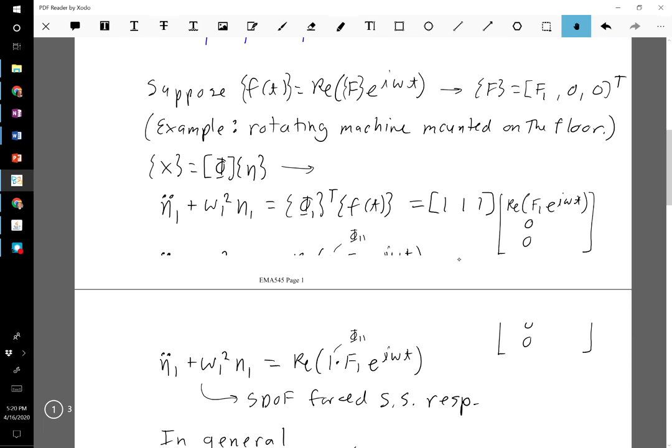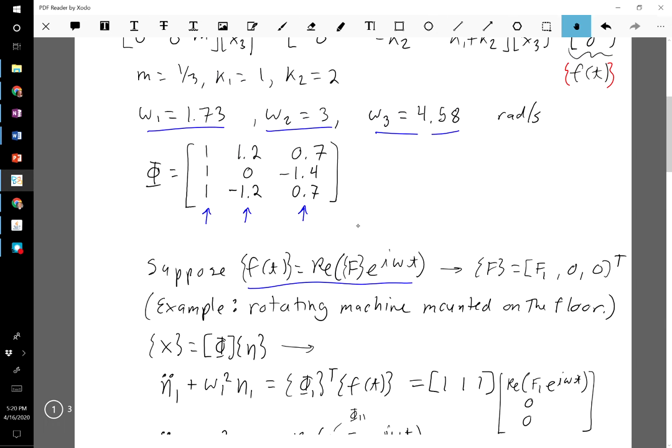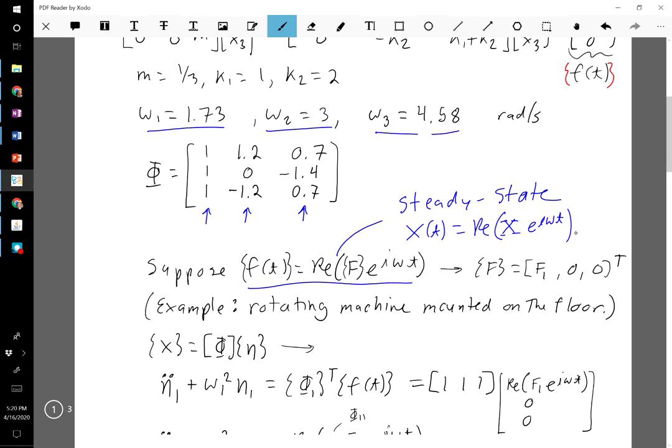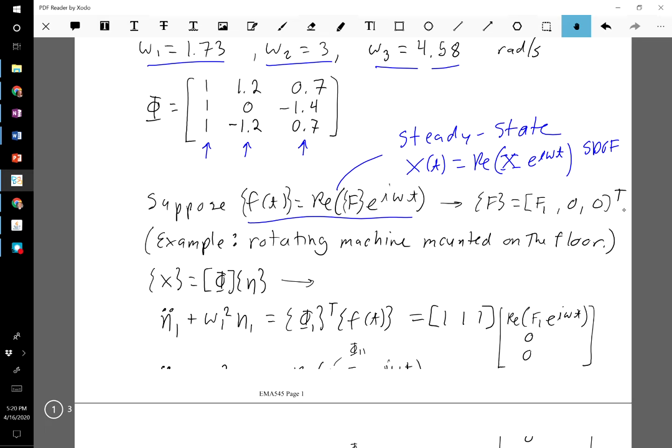We've got a force that's harmonic, and remember that for a single degree of freedom system, if the forcing was harmonic, then we said in steady state, or after all of the transients have gone away, we could assume that the response was the real part of some complex amplitude times e to the i omega t. And this was for a single degree of freedom system. So let's see what happens if we plug this in.